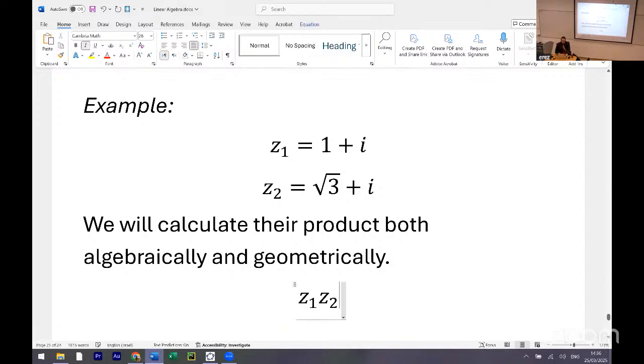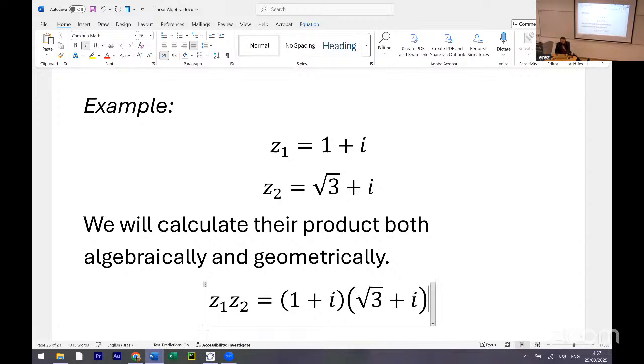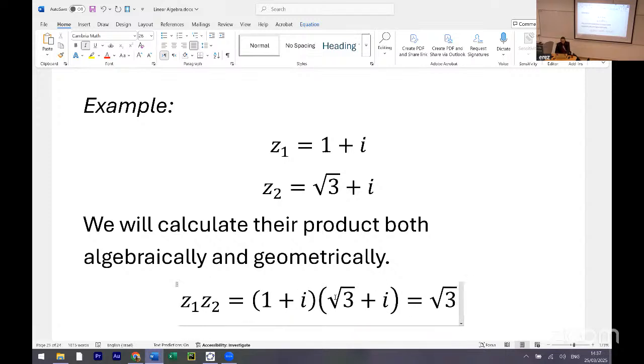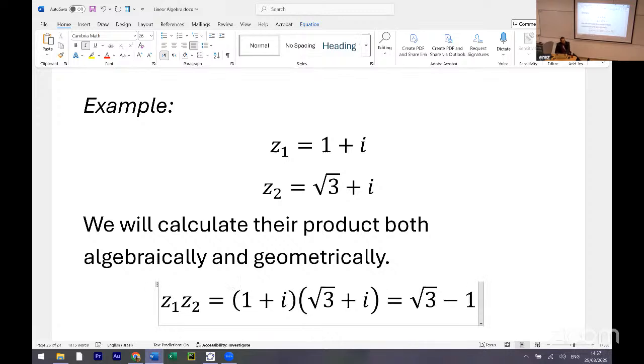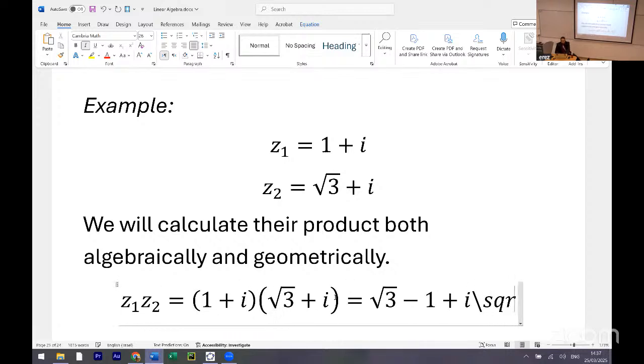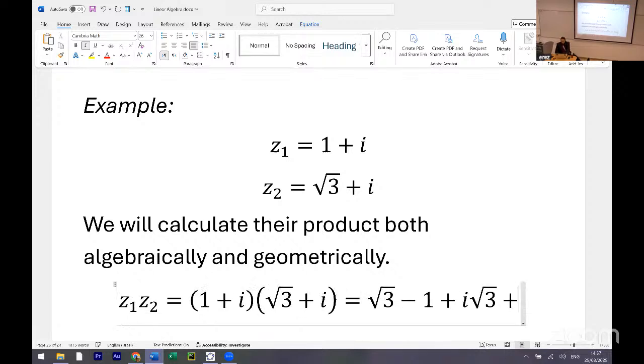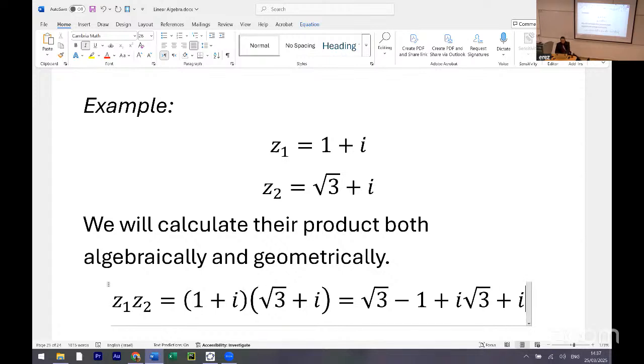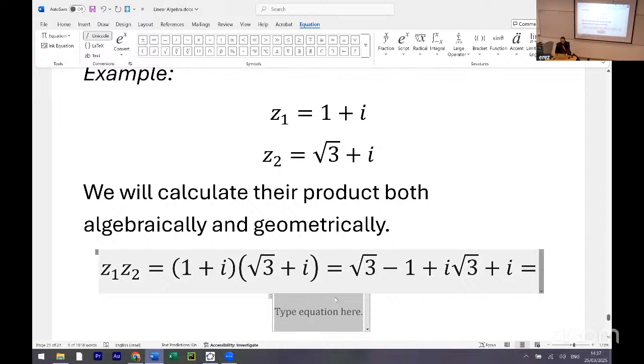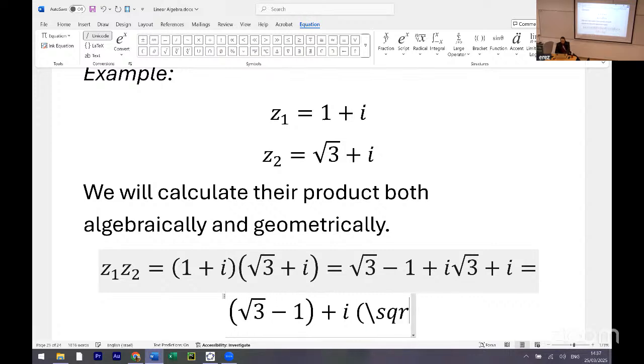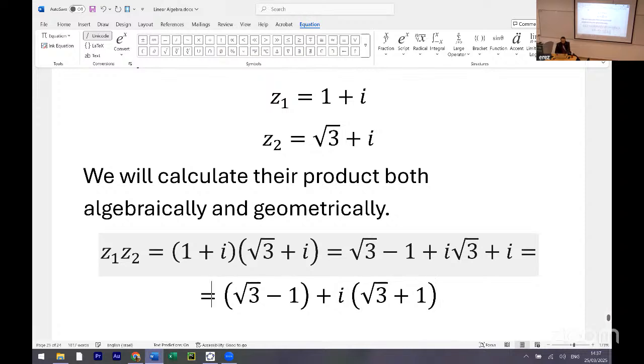So first algebraically, what is Z1 times Z2? It's 1 plus i times the square root of 3 plus i, which equals the square root of 3 minus 1, that's the i squared, plus i times the square root of 3 plus i. So that is the number altogether: square root of 3 minus 1 plus i times the square root of 3 plus 1. Agreed?